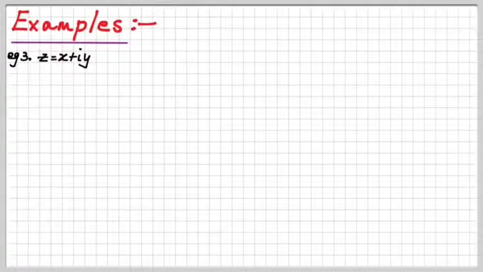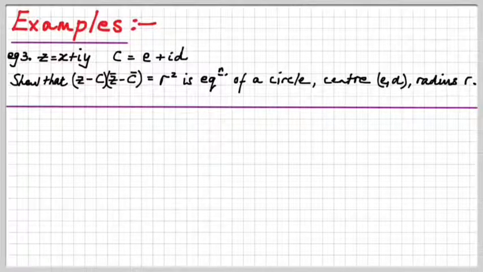Another one for us. Okay, we've got Z equals x plus iy and c equals e plus id. Show that, good heavens, show that (Z minus c) times (Z bar minus c bar) equals r squared is the equation of a circle with centre (e, d) and radius r. Now the reason that I've put this one in is that this is a VCAA favourite.